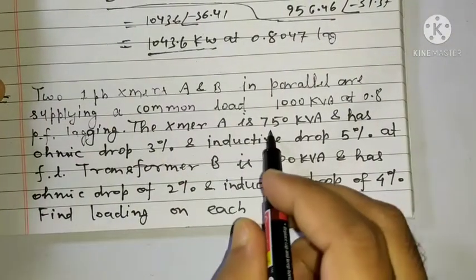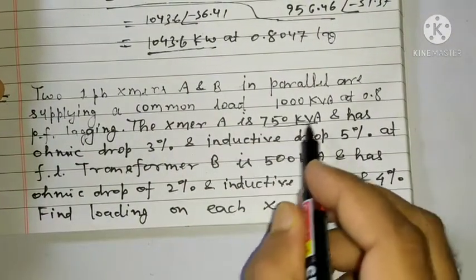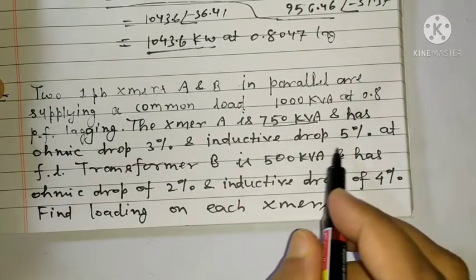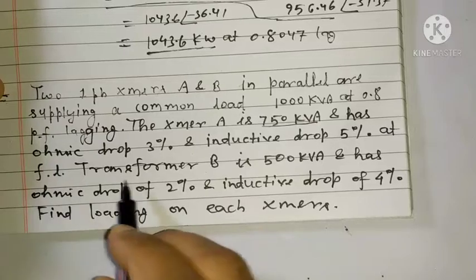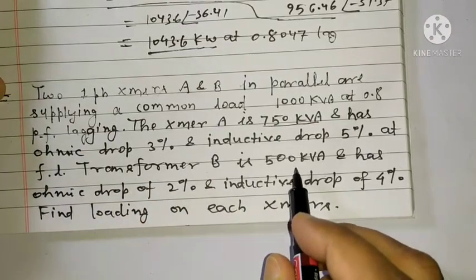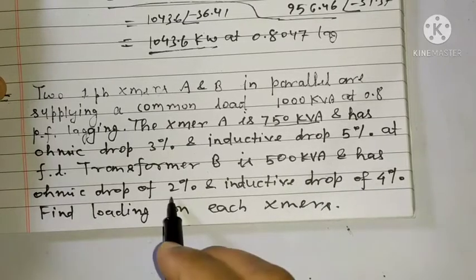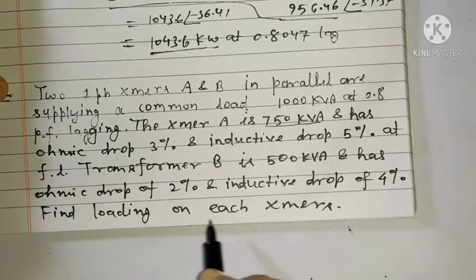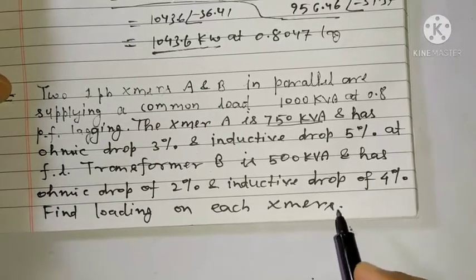Transformer A is 750 kVA and has an ohmic drop of 3% and an inductive drop of 5% at full load. Transformer B is of 500 kVA and has an ohmic drop of 2% and an inductive drop of 4%. Find the loading on each transformer.